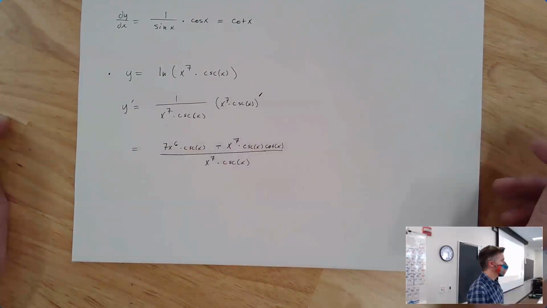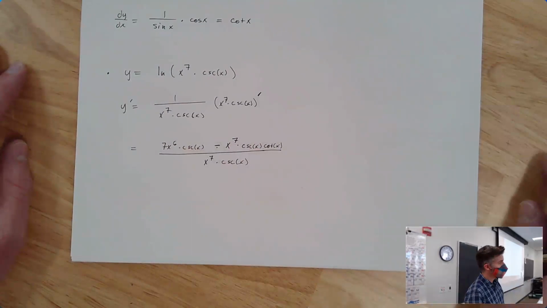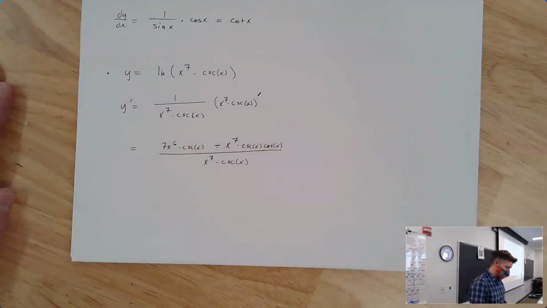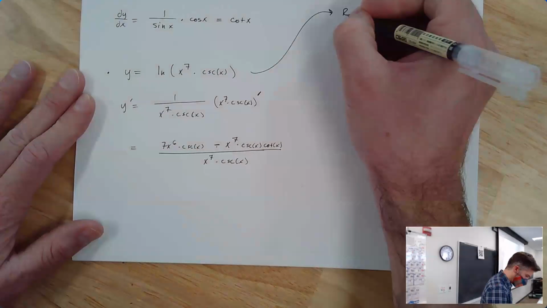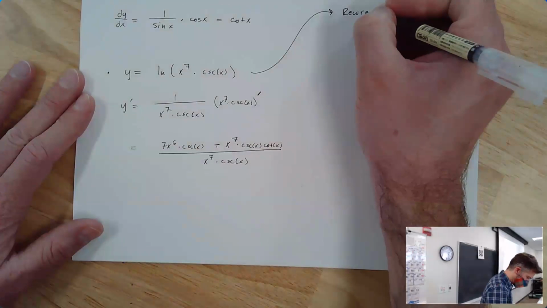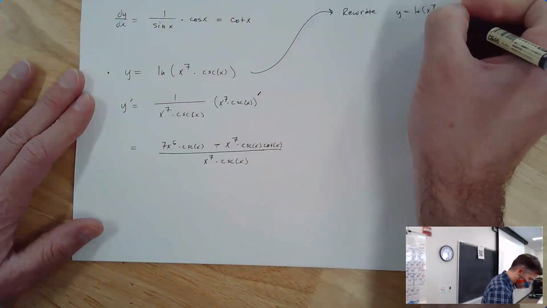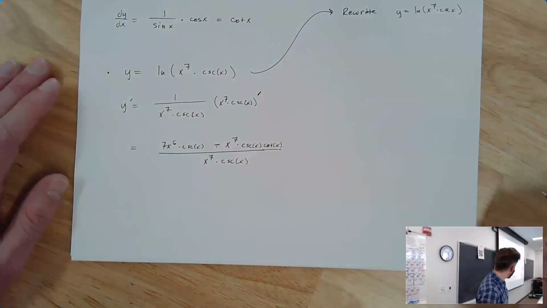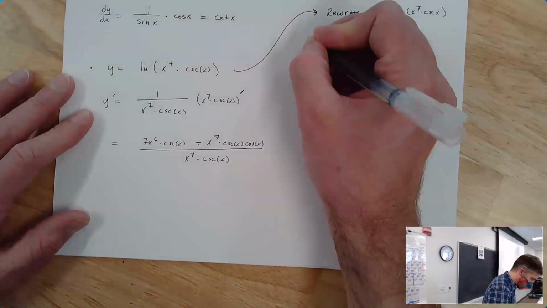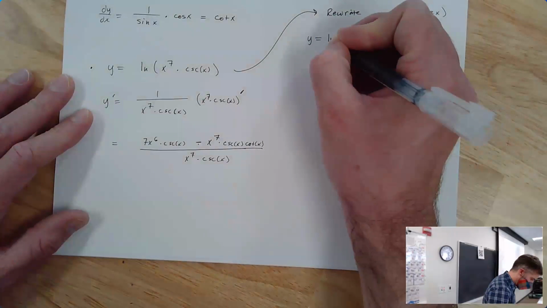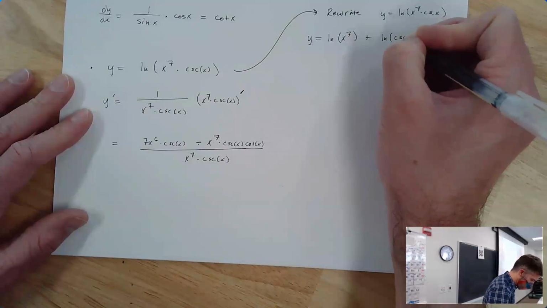And that's a perfectly correct answer. It's also more work than I needed to do. Here's an alternative way of dealing with this. We're going to rewrite y equals the natural log of x to the 7th times cosecant of x using the rules of logarithms. So I'm going to say, well, I can break that up as the natural log of x to the 7th plus the natural log of cosecant of x.